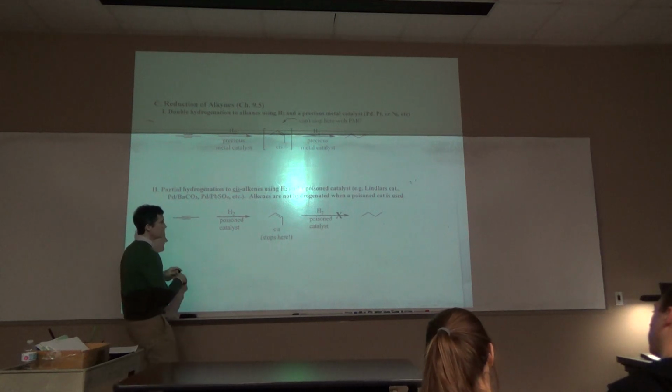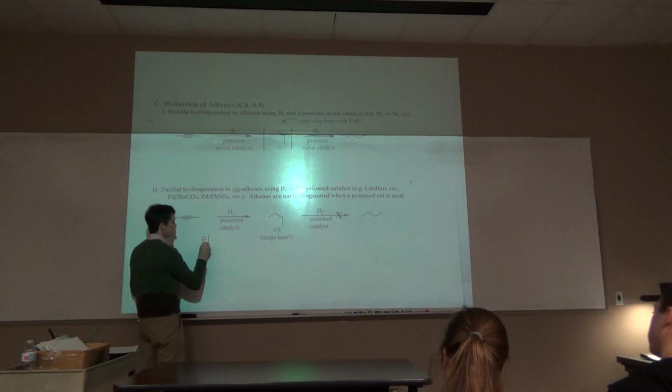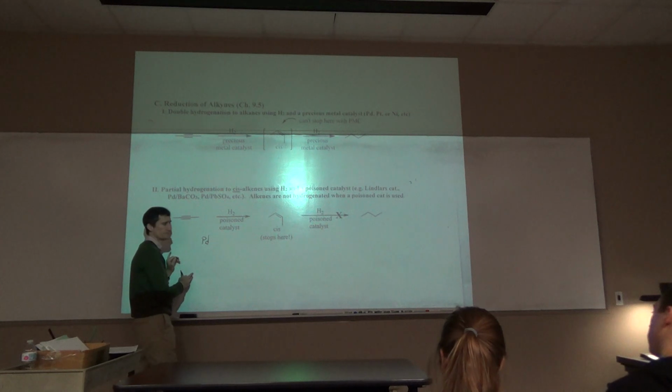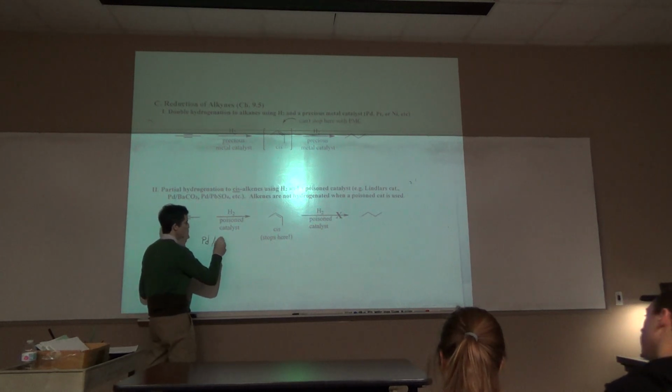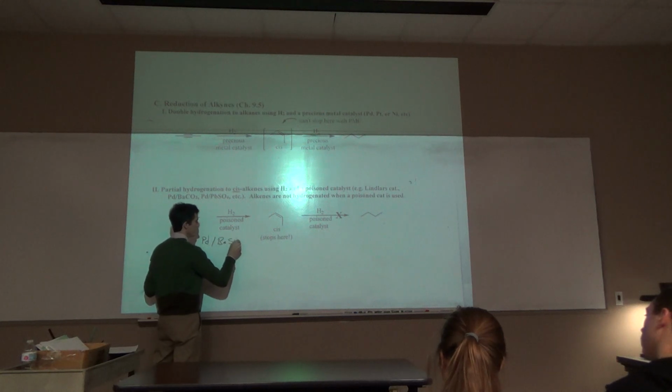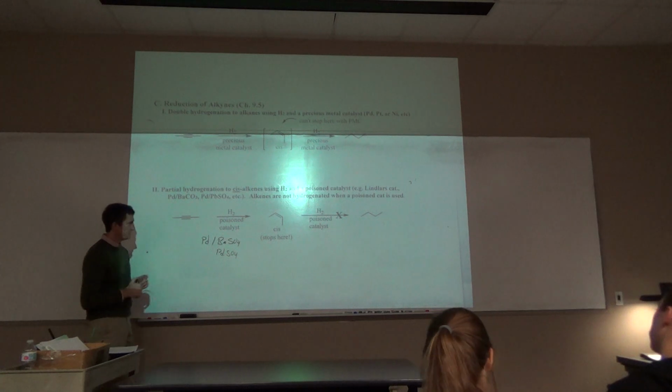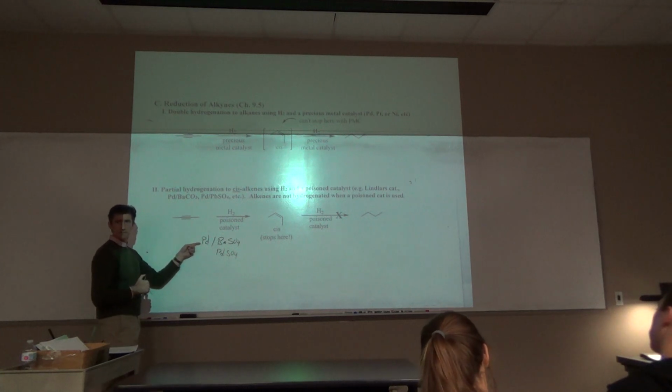A poisoned catalyst is still going to be something like palladium, a precious metal, but usually something's added to it to make it poisoned, to make it less potent of a catalyst. Sometimes heavy metals like barium sulfate or lead sulfate. You might even have something else like an amine. And amines will coordinate with that palladium surface.